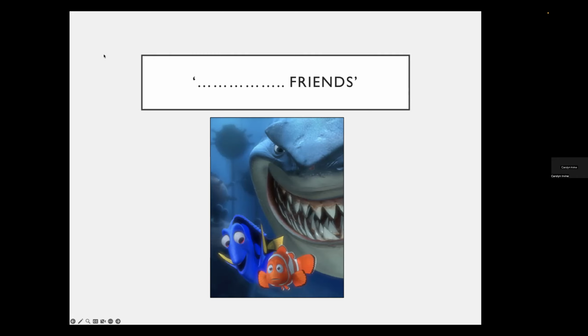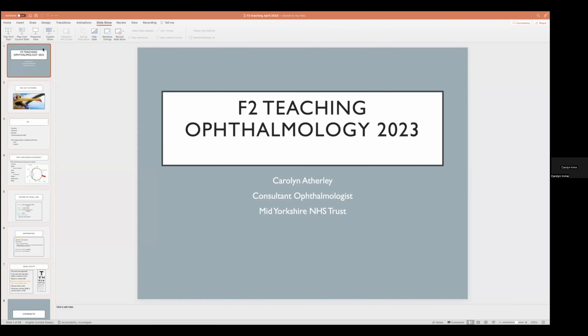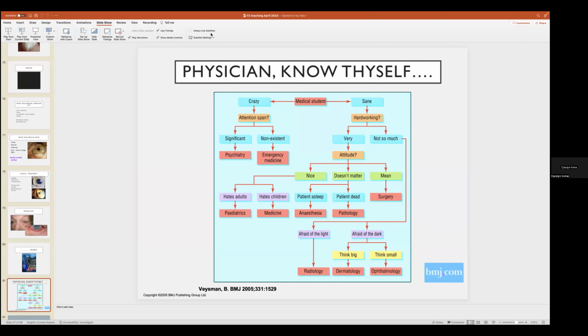So I'm just going to hopefully escape that. Oh yeah, that was just to say, do think of us. This is really for medical students, but it's just a little bit of fun. It just says, if you're really hardworking, it depends on what your attitude is to whether you're going to end up being a surgeon, whether you like kids or not, whether you're going to go into paeds or medicine.